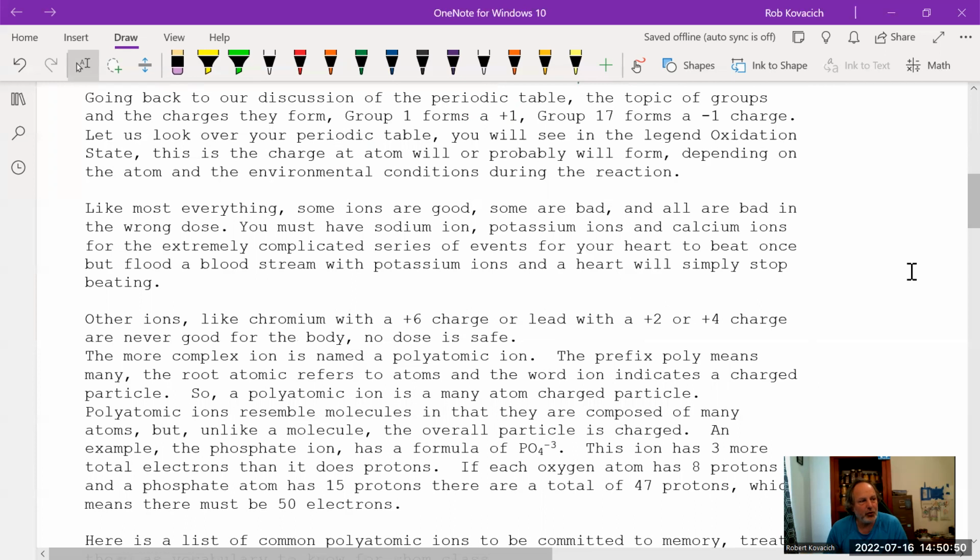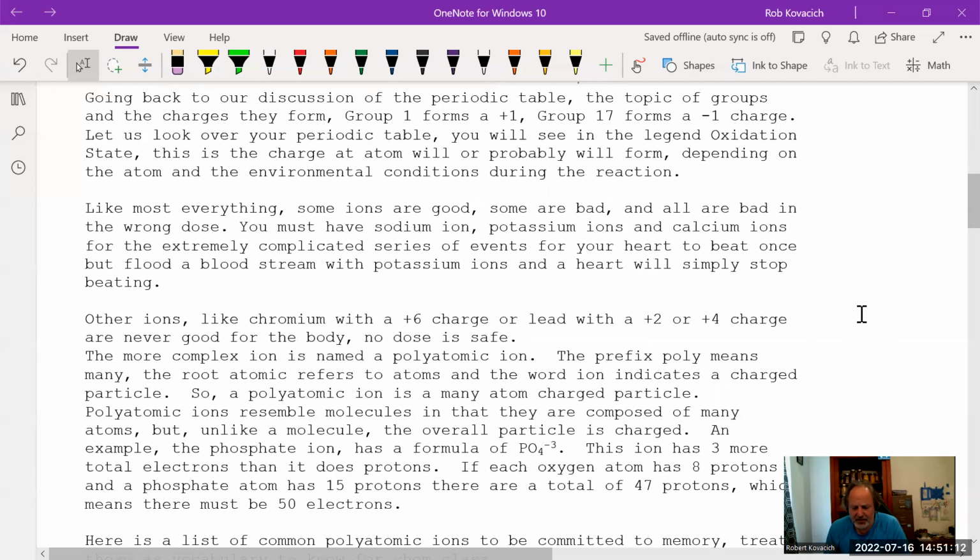And so if you look at each one of those, the sodium has a +1 charge, the potassium has a +1 charge, and that makes sense because they're in the same column. And calcium has a +2 charge, and that makes sense because it's in the column next to the sodium potassium column and underneath the magnesium column, which we just said had a +2 charge.